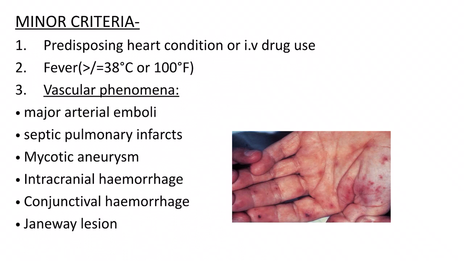infecting the lung. Aneurysm is nothing but a dilatation of an artery which is due to damage to the vessel wall by an infection. Mycotic doesn't mean only fungal here, it can be caused by bacteria also. This is just a misnomer. And intracranial hemorrhages can occur as a result of emboli. Conjunctival hemorrhages can also occur as a result of obstruction to the blood flow.